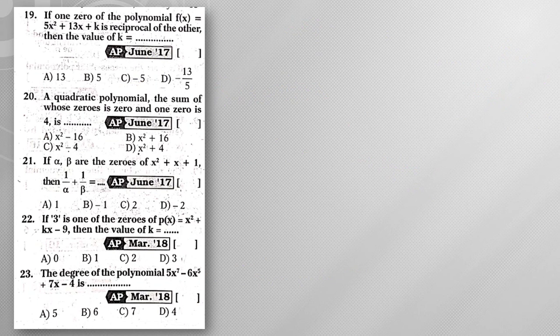If one zero of the polynomial is reciprocal of the other, that means suppose I consider one zero as alpha, then the other zero will be 1 by alpha. When you multiply these two, that is nothing but the product. That means we can make use of the product of zeros concept here, right? So alpha into 1 by alpha is equal to, since it is a quadratic polynomial, constant by x square coefficient. So constant is k by x square coefficient is 5.